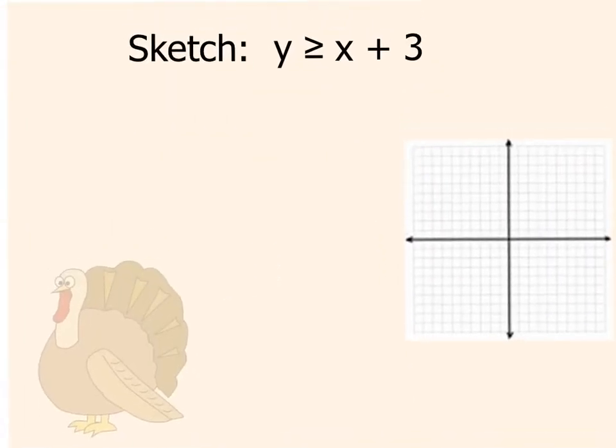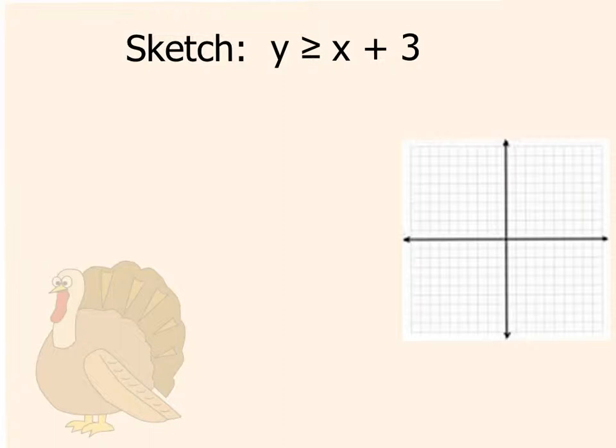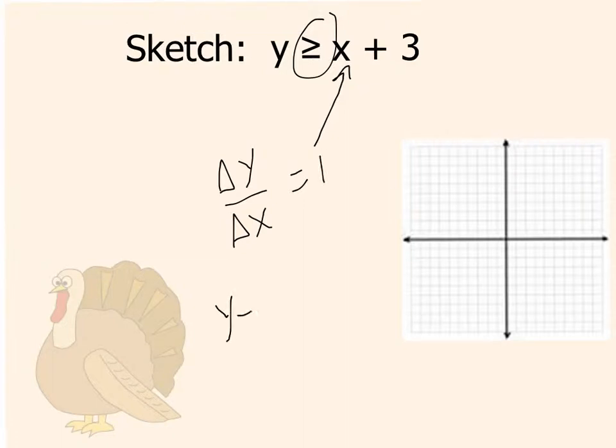So here we go. Let's sketch y is greater than x plus 3. We've got this greater than sign, and here's what it really means: eventually, after we graph a line, we're going to shade above it. Here we have a line with a slope of 1 and a y-intercept of 3. Let's graph it like we would any other line, and then when we're done, we'll just note to shade above.